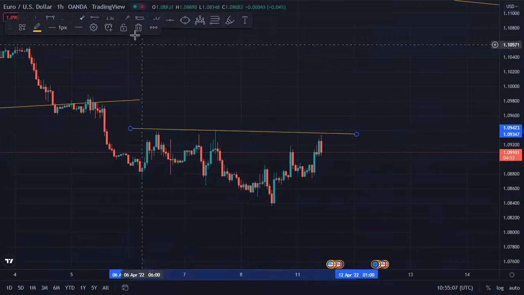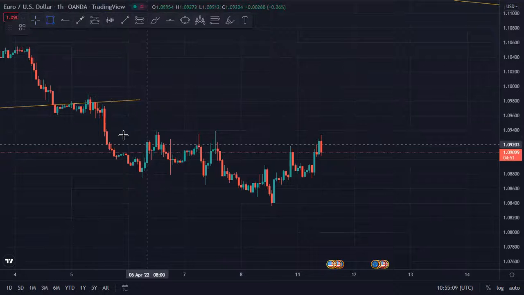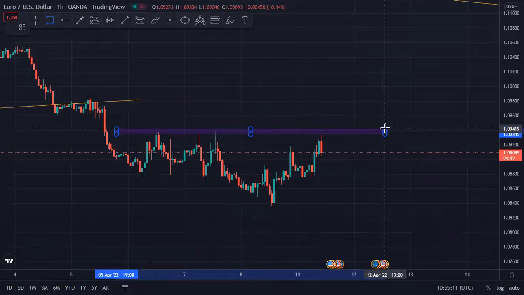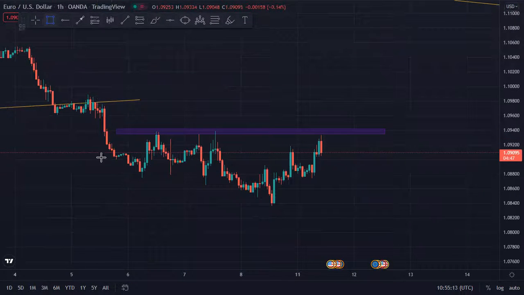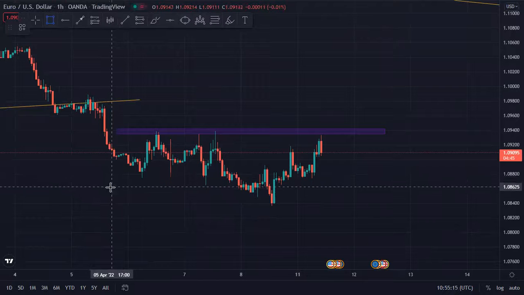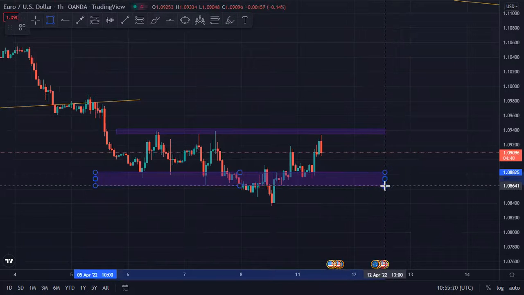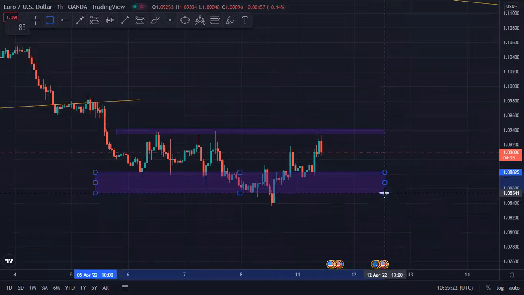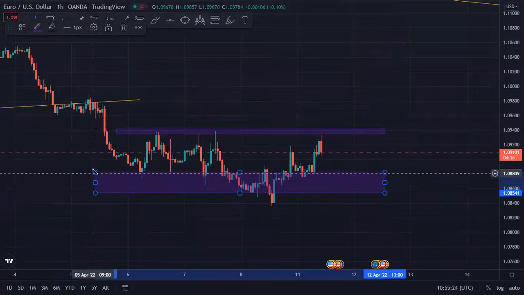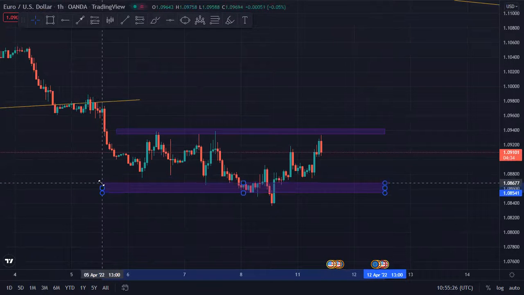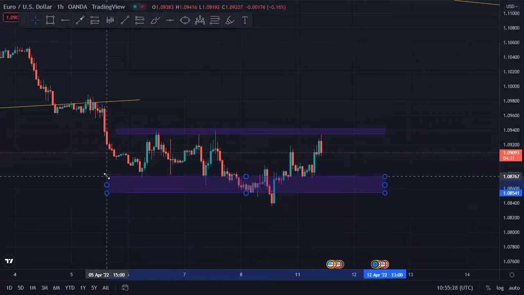A market like this can be confusing sometimes. So to cut out the noise, I use support and resistance to see what is actually happening in this market. Let me try and draw my trend line around these areas. This area is also a key area. The market is ranging right now.